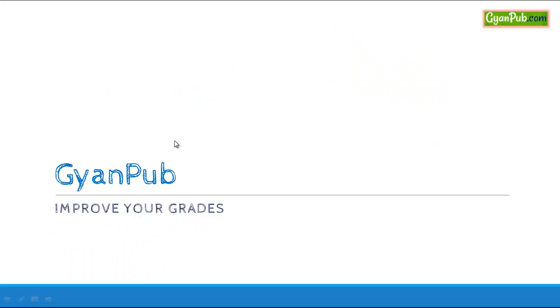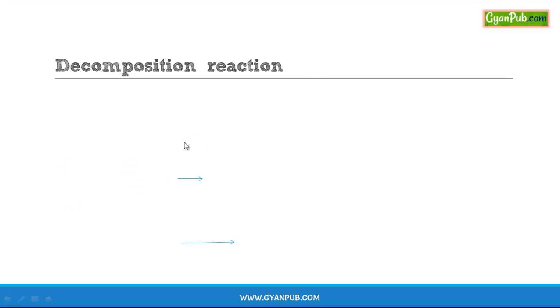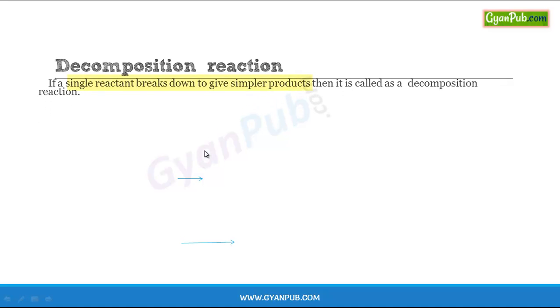Now let us discuss the decomposition reaction. A decomposition reaction is quite the opposite of a combination reaction. In a combination reaction, two or more reactants combine to form a single product. But in a decomposition reaction, a single reactant breaks into different, multiple products. So if in a reaction a single reactant breaks down to give multiple or simpler products, then it is called a decomposition reaction.